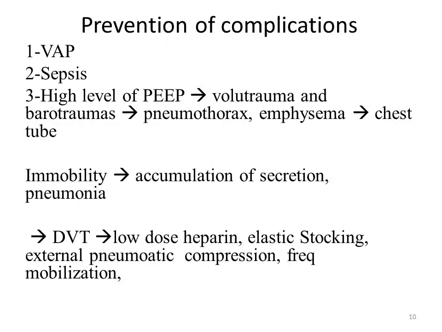Prevention of complications like VAP, which we talked about. Sepsis, which is septic infection. A high level of PEEP may lead to volutrauma and barotrauma. Pneumothorax and emphysema may occur, and a chest tube is needed here.